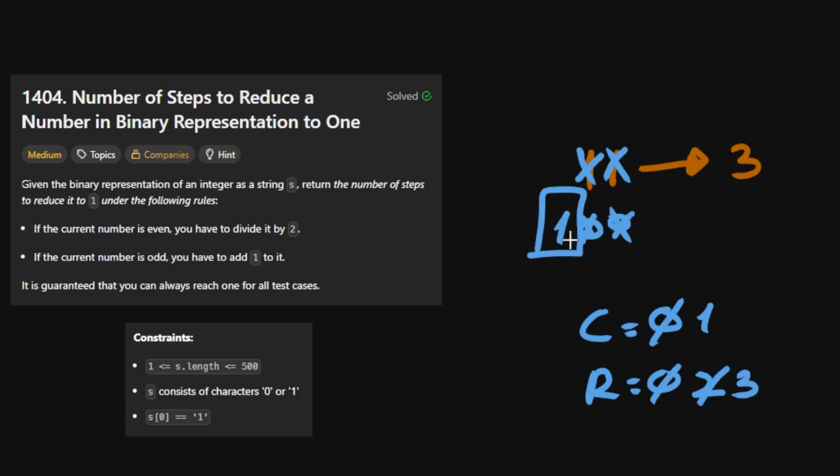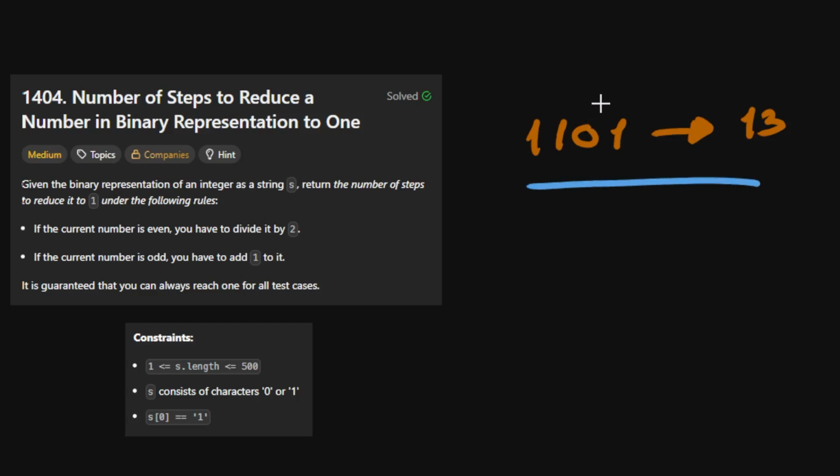Now we reach number 1 because we have 1 in carry. We have already removed these 2 bits and we are left with 1, which is exactly what we want. Let's see one more example just to make this clear. We are iterating this from right to left. We have a carry that's initially 0 and the result is initially 0.